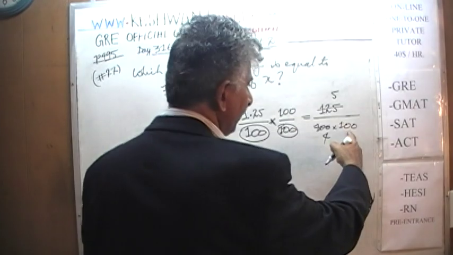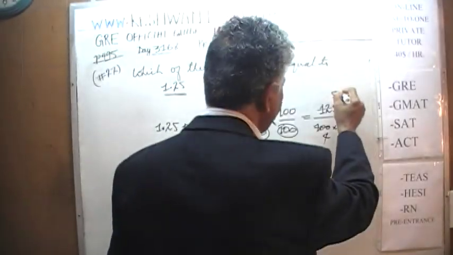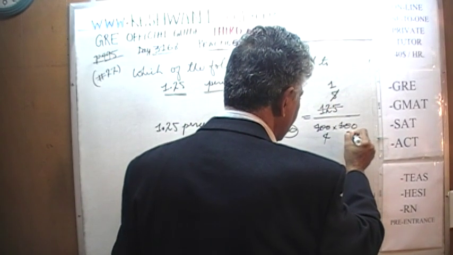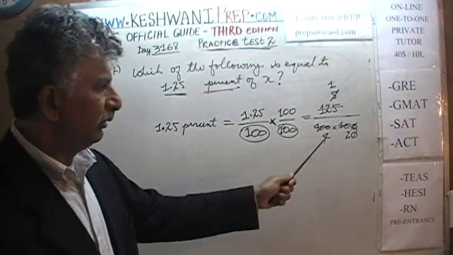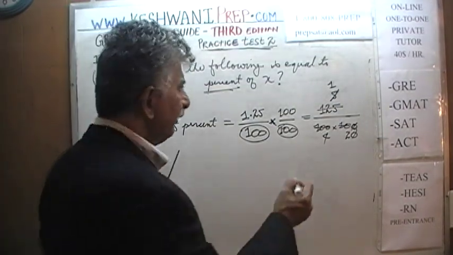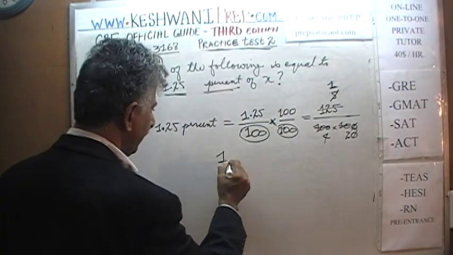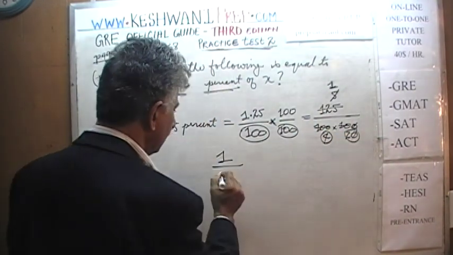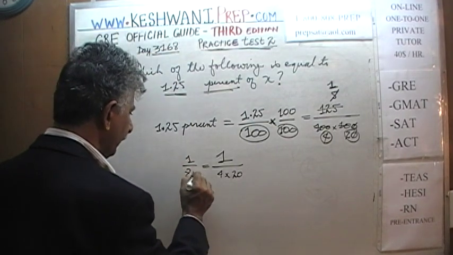Now we see that 100 is a multiple of 5. So let's divide top and bottom by 5. This 5 is going to go away, it becomes 1. 100 divided by 5 is 20, of course, big news. So what are we left with? On the top, we are left with 1. And on the bottom, we have 4 times 20. In other words, 1 over 80.